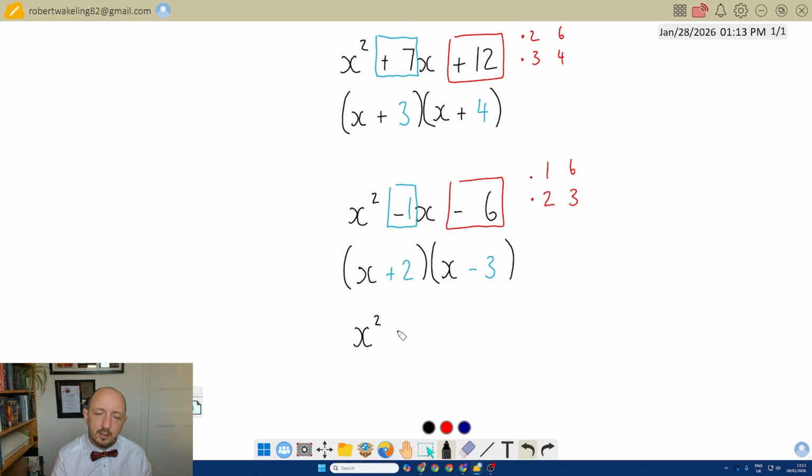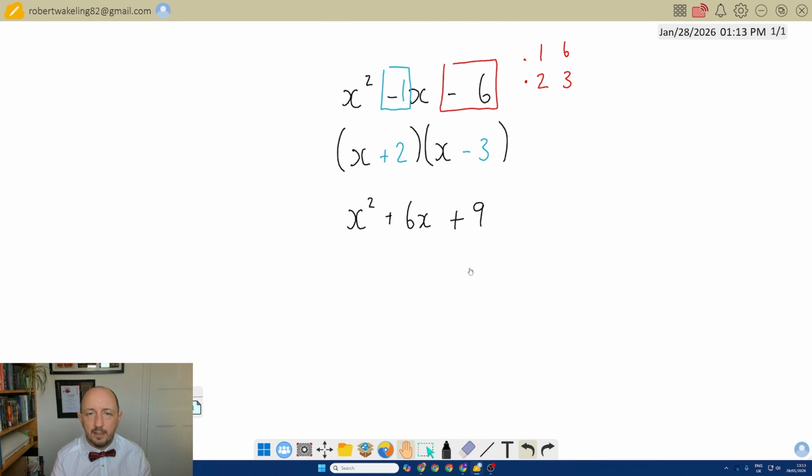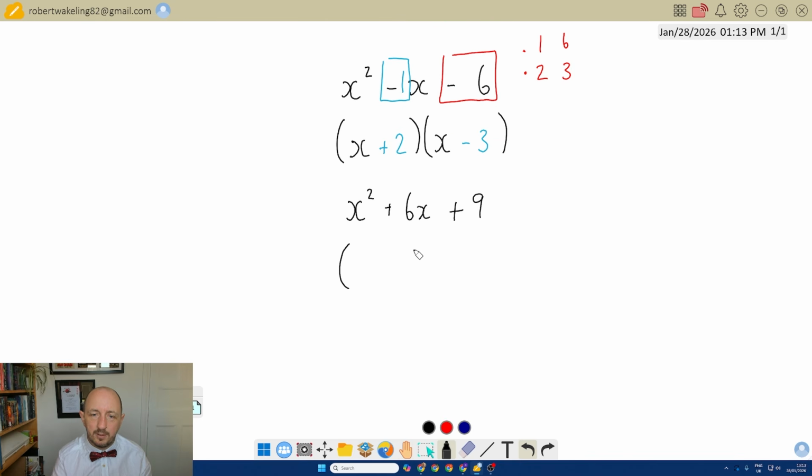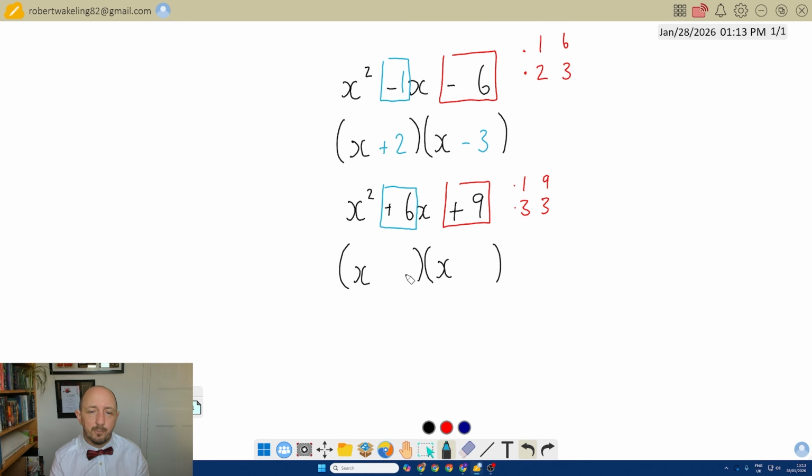x squared plus 6x plus 9. Okay, so double brackets, x and x. I look at my 9 and I need 1 and 9 or 3 and 3. I then look at my second number in front of the x, which is positive 6. So I need 3 and 3, 3 plus 3. And in this case, we have the exact same bracket.